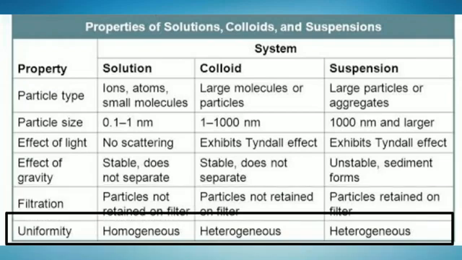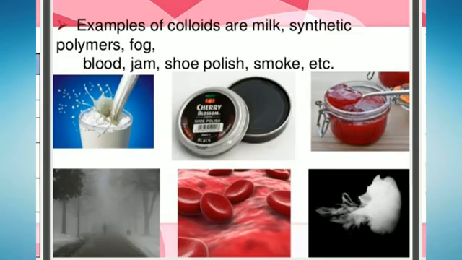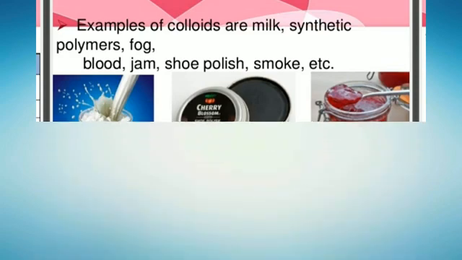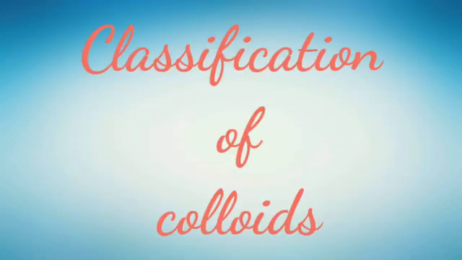Now, if I talk about the uniformity of true solution, colloid or suspension, then true solutions are homogeneous, colloidal solutions are heterogeneous, and suspensions are also heterogeneous. Students, examples of colloids are milk, synthetic polymers, fog, blood, jam, shoe polish, smoke, etc. Now we will do the classification of colloids.